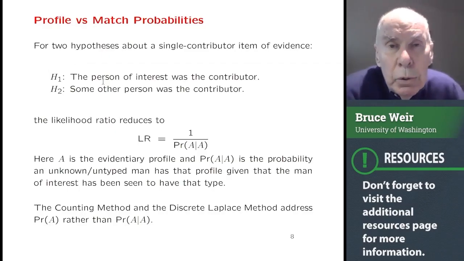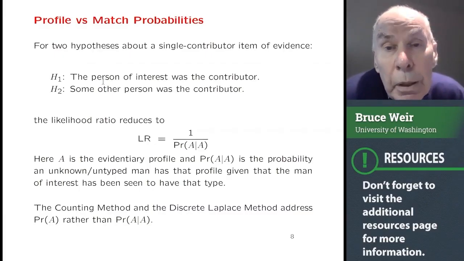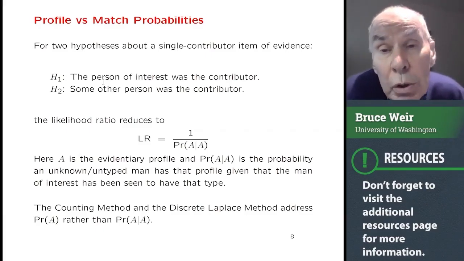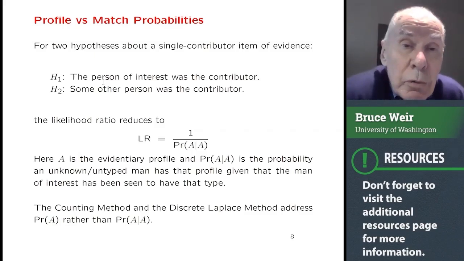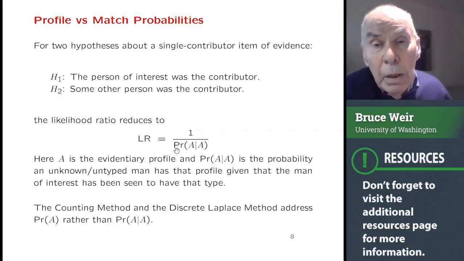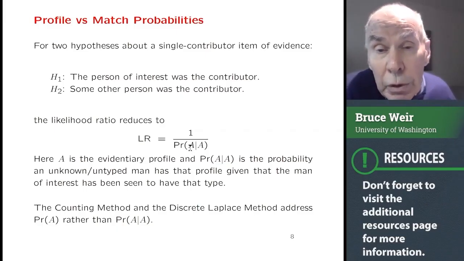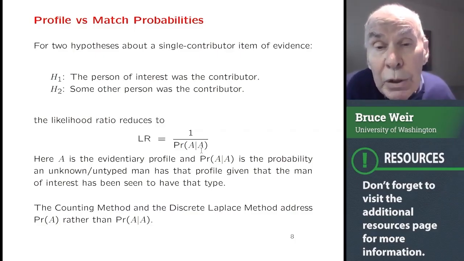So what are the issues? And I think the main issue is this distinction between profile and match probability. Here's a couple of hypotheses that we might have about a single contributor. H1: the person of interest, the suspect, the defendant, was the contributor to the stain, versus the alternative: some other man was the contributor. The likelihood ratio compares the probability of the evidence under each of those two hypotheses, and it reduces down to the reciprocal of this bottom line, the probability that an unknown or untyped person has the profile of interest, given that we've already seen someone with that profile.